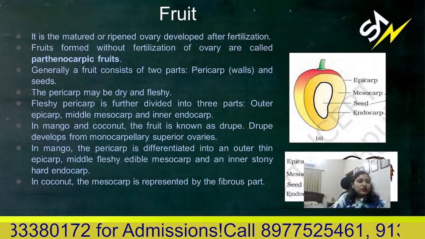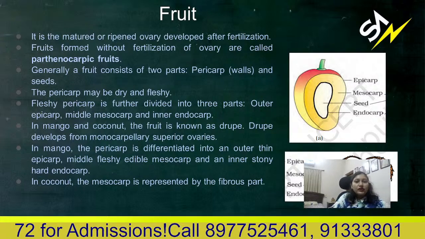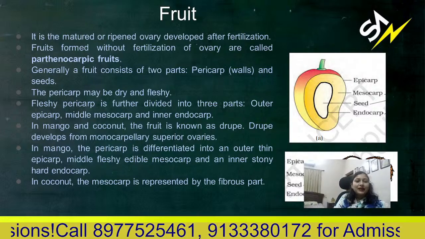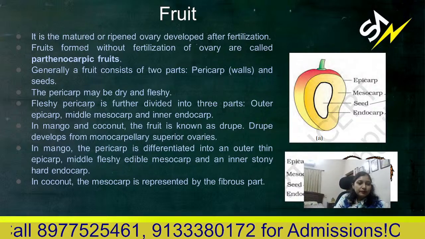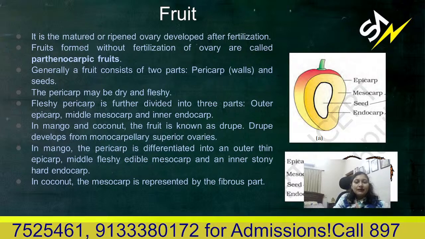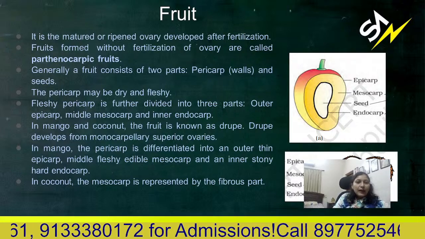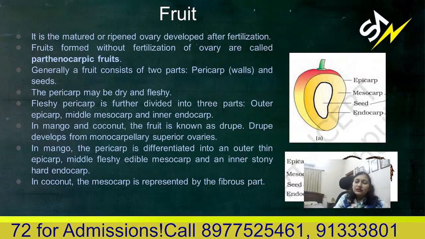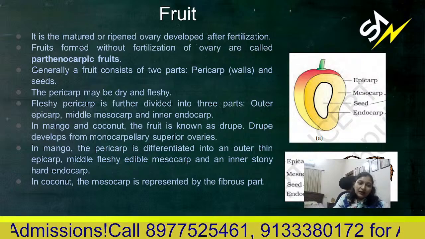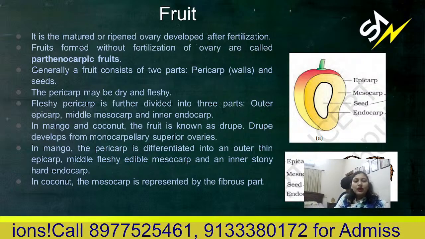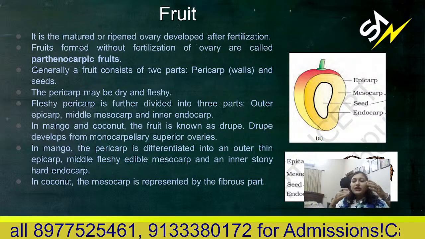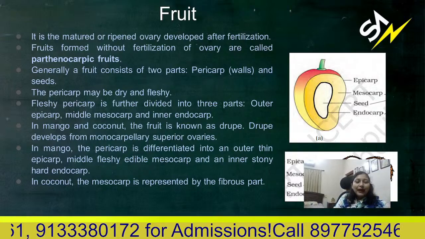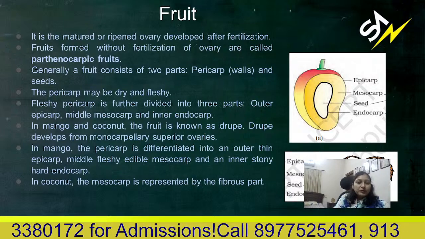Next, it's about fruit, which is a mature or ripened ovary developed after fertilization. If without fertilization any fruit is developed, that is known as parthenocarpic fruit. The fruit wall is known as pericarp. Pericarp may be dry or fleshy. Fleshy pericarp is further divided into three parts: outer epicarp, middle mesocarp, and inner endocarp. Wherever you can find these three layers separated, these types of fruits are known as drupes, like mango and coconut.